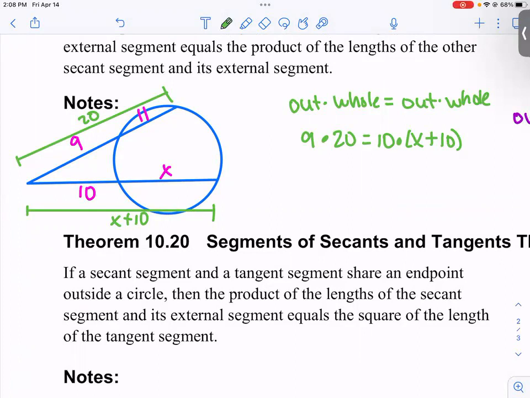Okay, so now we need to solve this equation. 9 times 20 is 180. And then when we distribute, we have 10x plus 100.